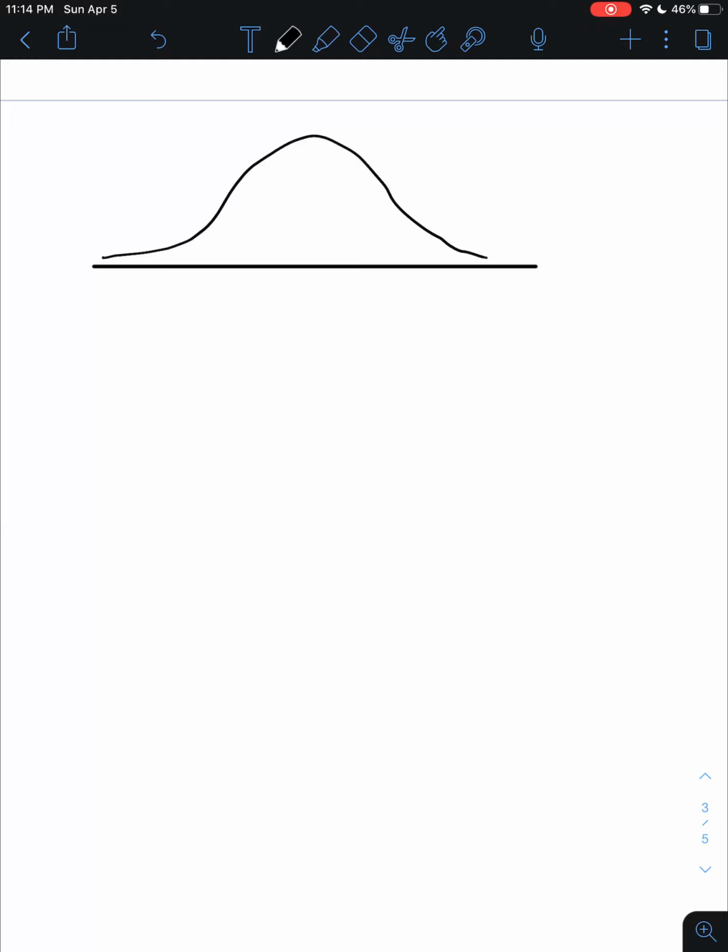So we want to learn how to use the textbook to find, wow, that was the straightest line I ever drew. It was my iPad helping me here.